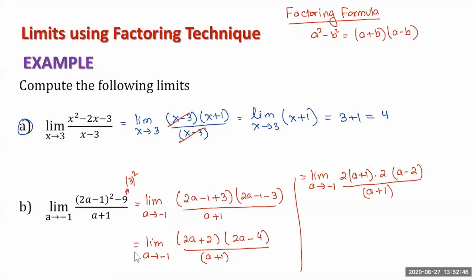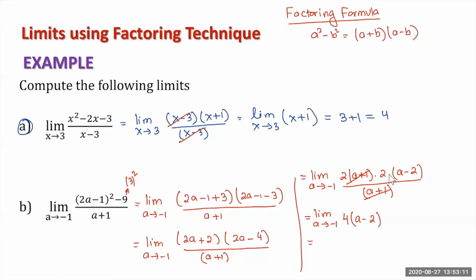If you remember, in the beginning, because of this a plus 1, the denominator was 0. Now here, you have a plus 1 in the denominator and a plus 1 in the numerator. Now you can cancel. So no more 0 in the denominator. We end up getting the limit as a approaches -1. And here we have 2 times 2, which is 4, times a minus 2.